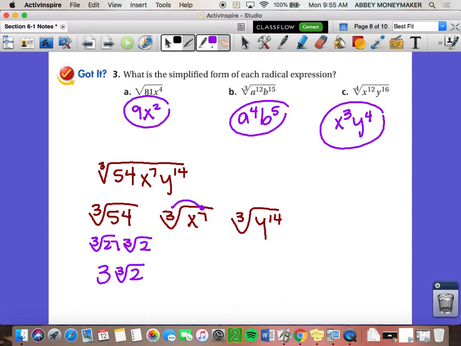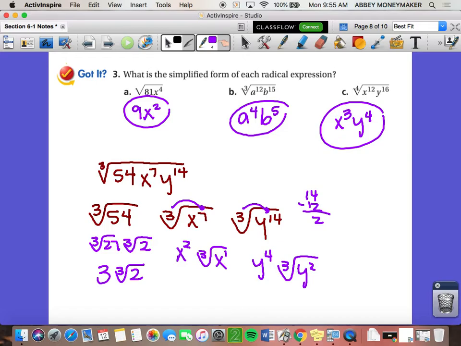3 goes into 7 2 times with 1 left over, so I would have one of the x's underneath that cube root still. And then 3 goes into 14, let's say 4 times. And then you would have 2 y's left over because 3 times 4 gives me 12. So of the 14, I take out 12. That leaves me with 2.